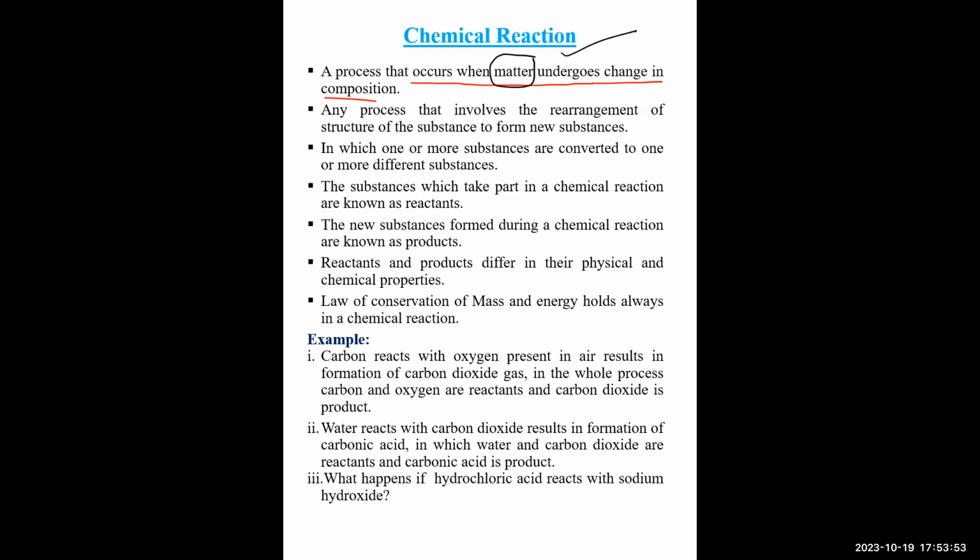We'll try to understand that in an example. So first, the definition of a chemical reaction: it is a process that occurs when a matter has some change in its composition. Next, any process that involves the rearrangement of the structure of the substance to form a new substance.